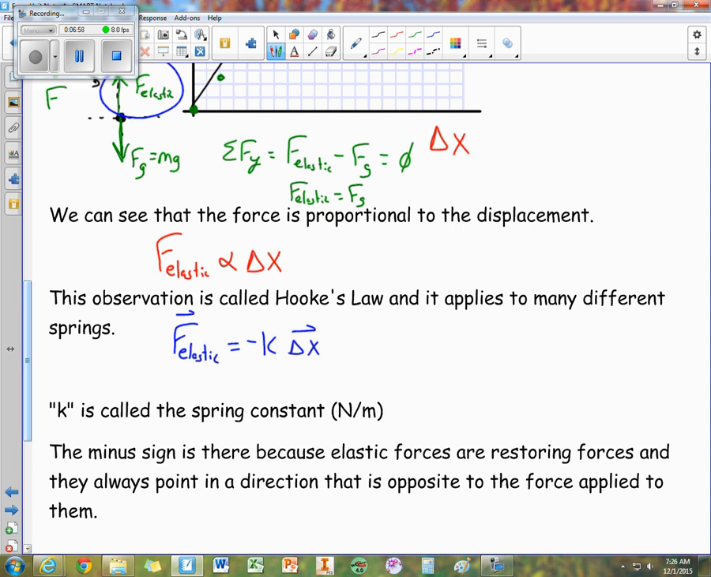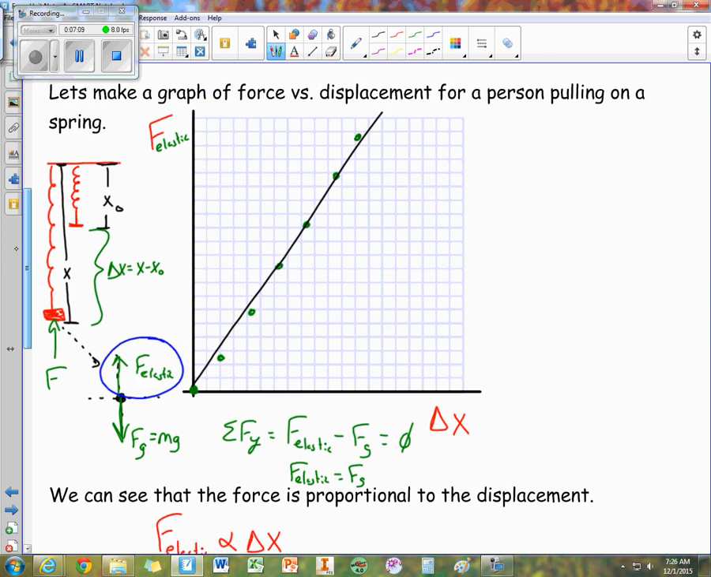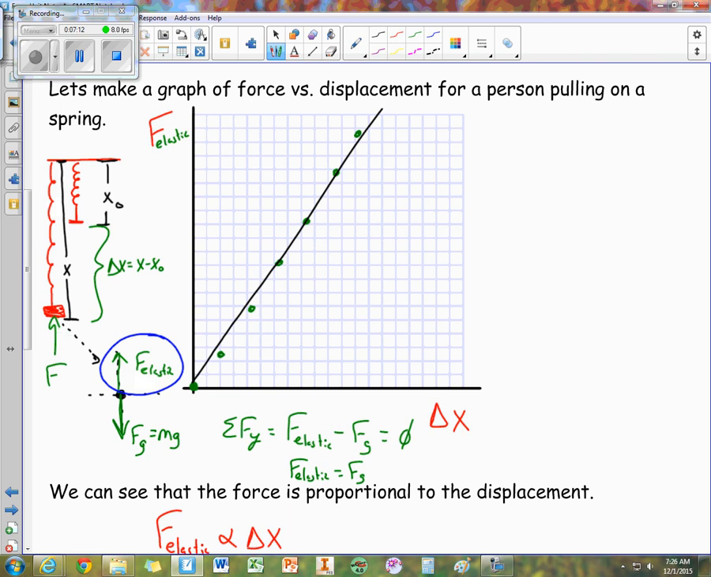Now, looking at this, I hope that you can see that this k here, because it is the constant of proportionality, would have to be the slope of the line on our graph up here. So let's go back and take a look at our graph up here. Forces are measured with newtons. Displacements are measured with meters. So the slope of this line, well, let's do rise over run. It would be the force over displacement, or the units would be newtons per meter. And that is what our spring constant is.